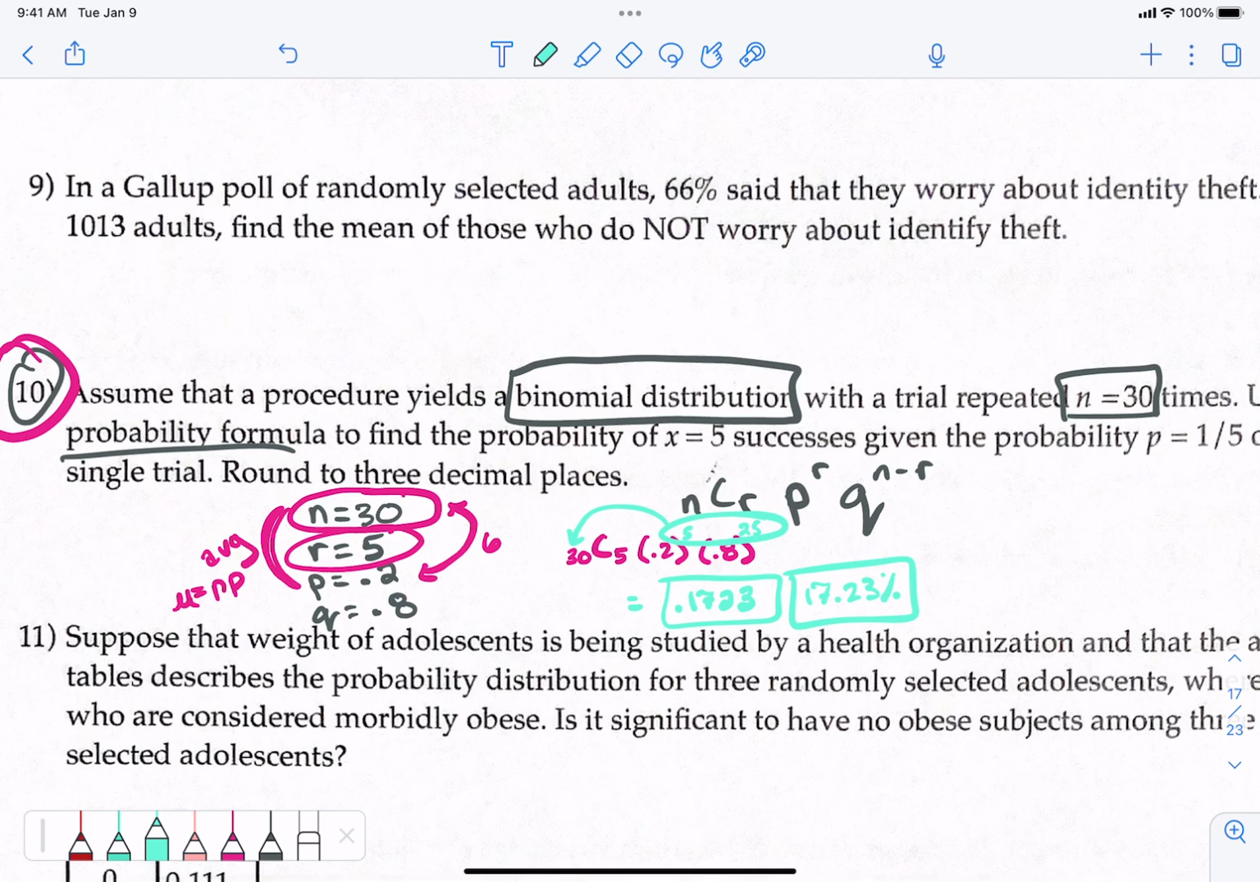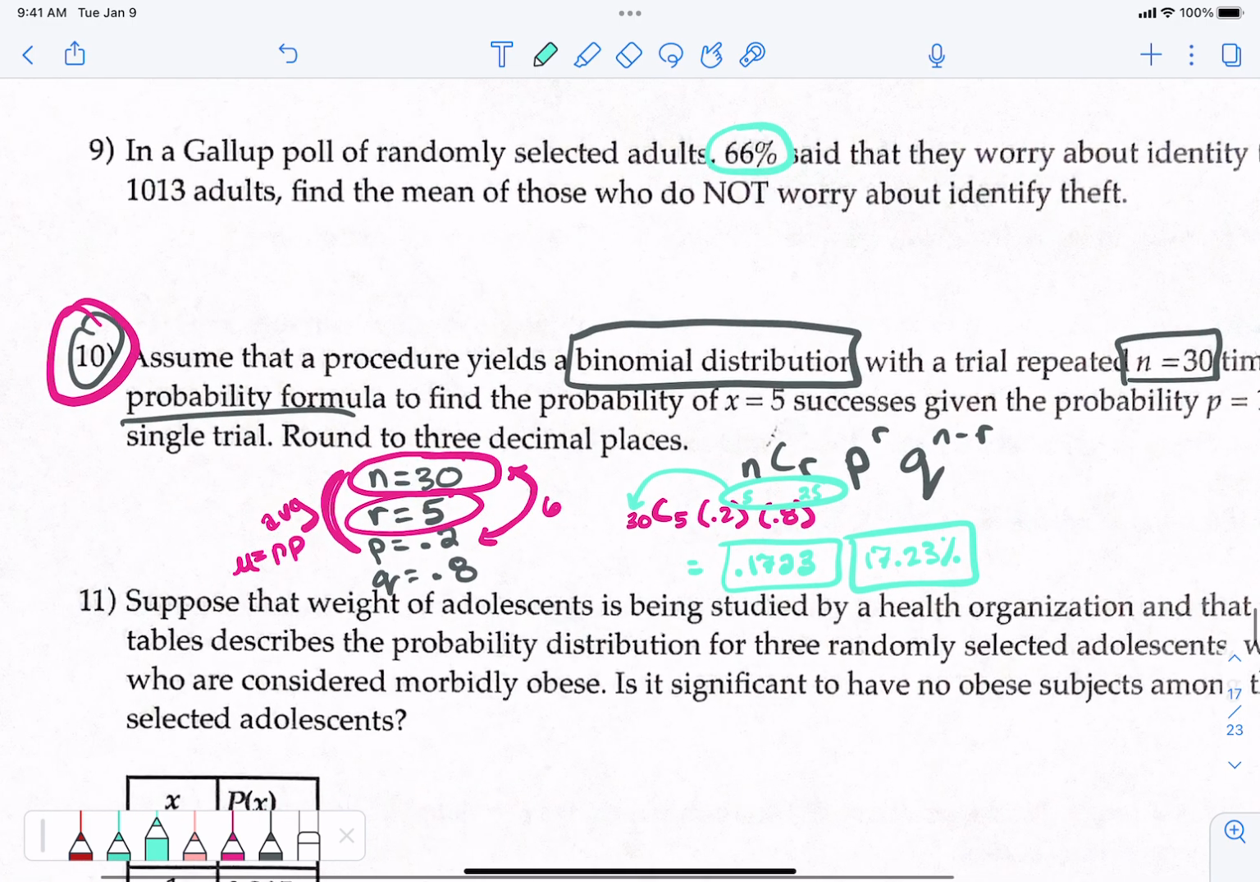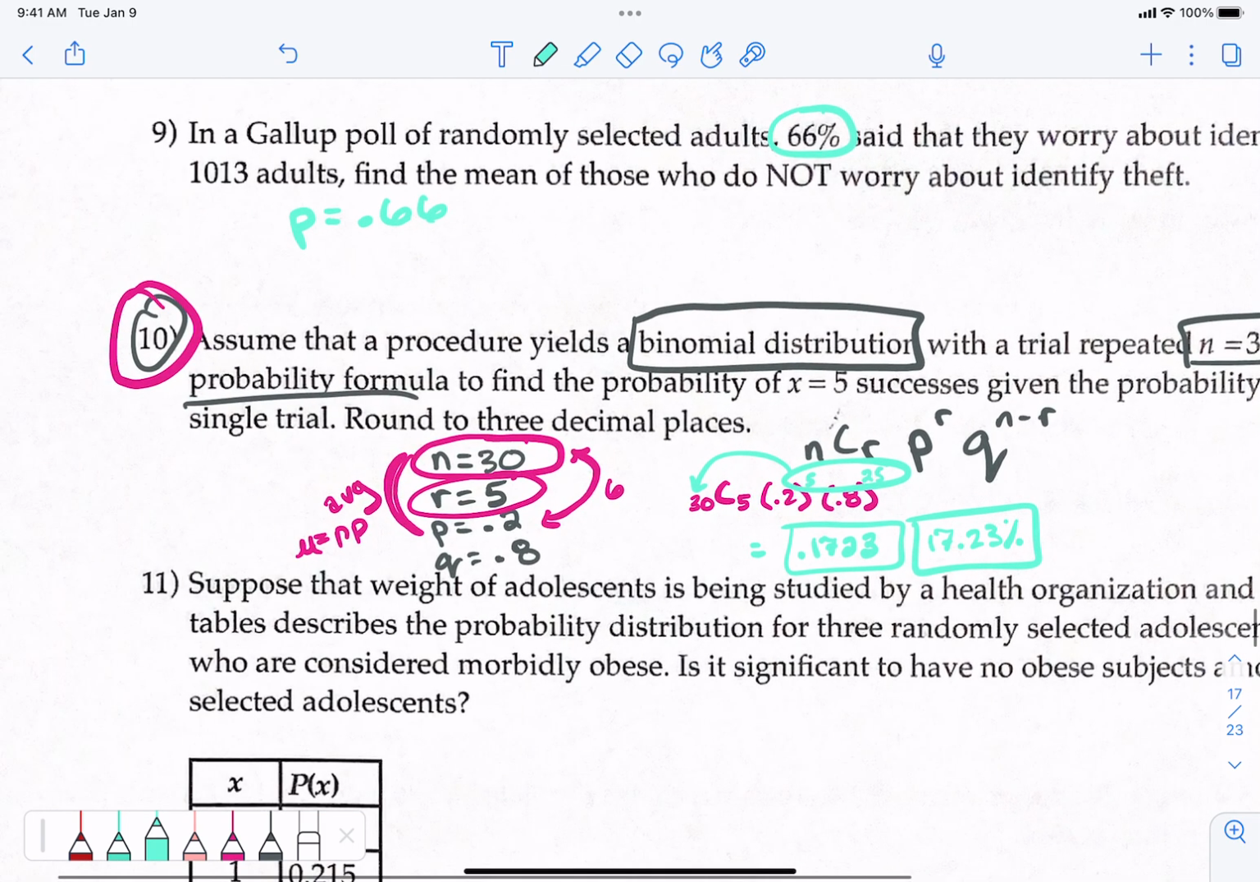In a Gallup poll, randomly selected students, 66% said they worried about identity theft. What's 66%? Probably a P. For a group of 1013, that sounds like an N. Find the mean number who do not worry about identity theft. So we need to find Q and then multiply.